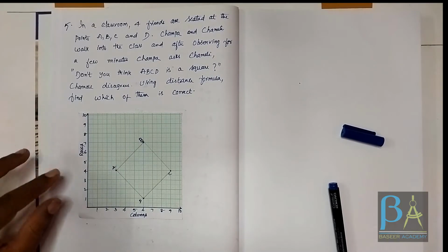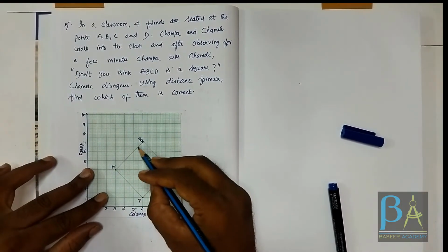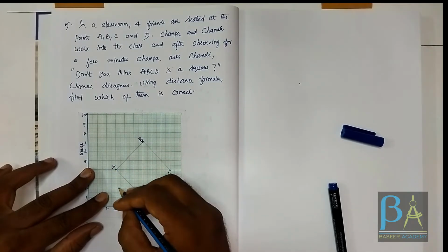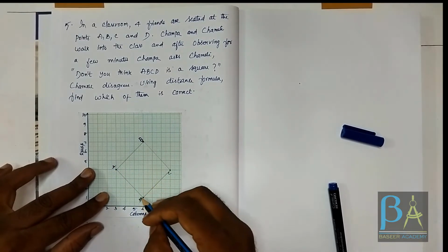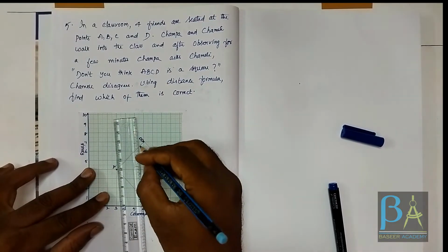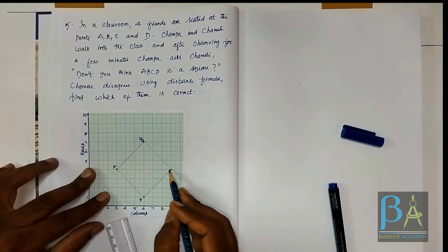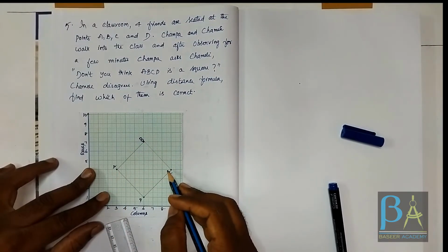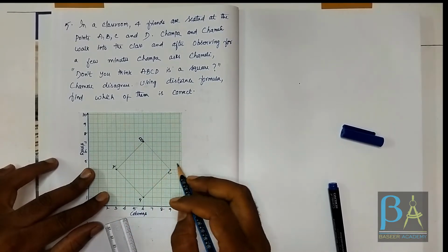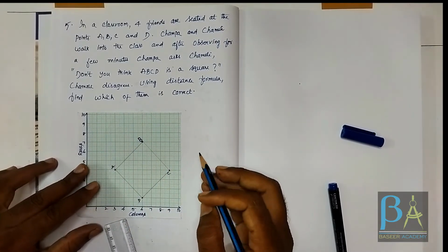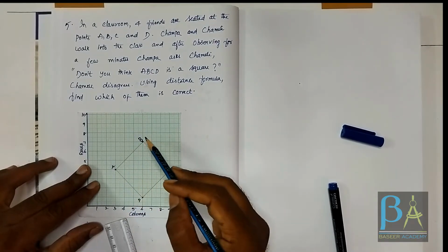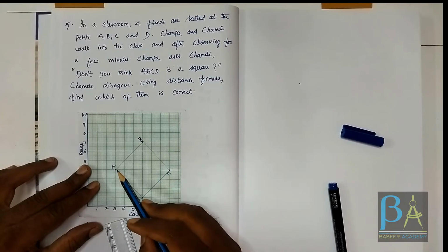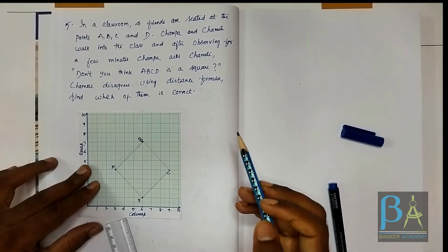So what are we going to do? We will find out what is AB, what is BC, what is CD, what is AD. If all the four sides are equal, and then if the diagonals are also equal, AC and BD are the diagonals. If all the 4 sides are equal and if the diagonals are equal to each other, then we can say that ABCD forms a square, isn't it? So let us find out AB, BC, CD, AD, all the sides of this, and then we'll find out the diagonals AC and BD as well.